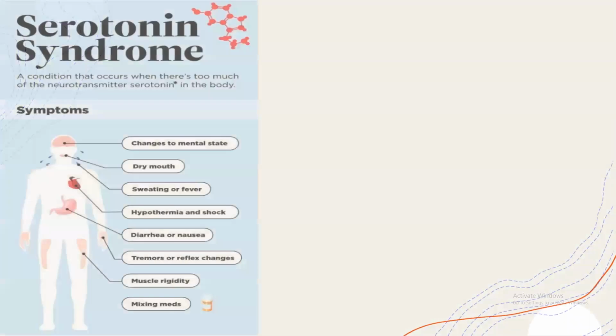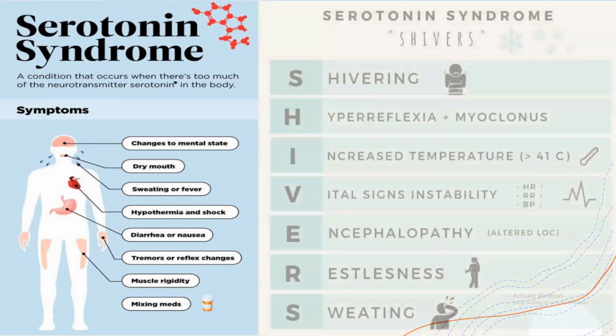Now let's talk a little more about the serotonin syndrome. It is a condition that occurs when there is too much of the neurotransmitter serotonin in the body. What happens to a person who is showing serotonin syndrome? It has a change in mental state, dry mouth, complaints of sweating or fever, sometimes hypothermia, or shock, diarrhea or nausea, tremors or reflex changes, muscle rigidity, and they can complain that they're mixing the meds.